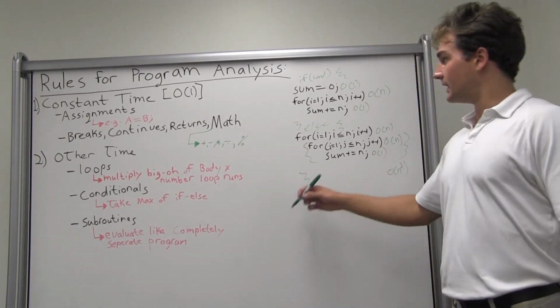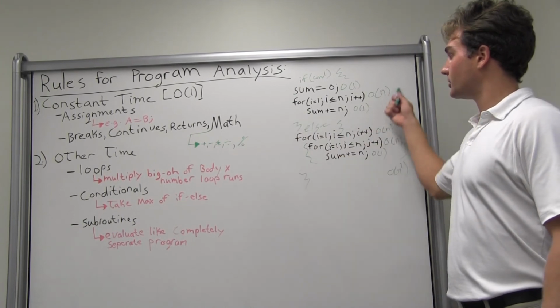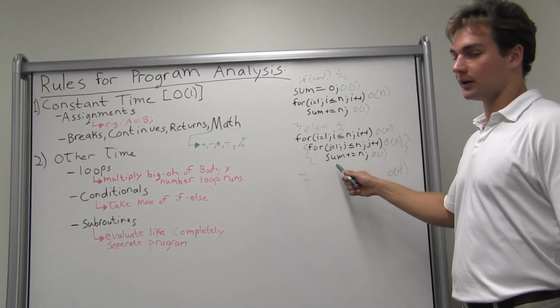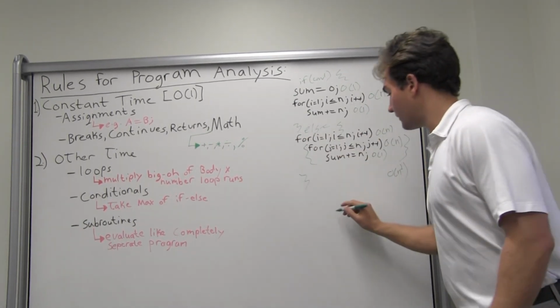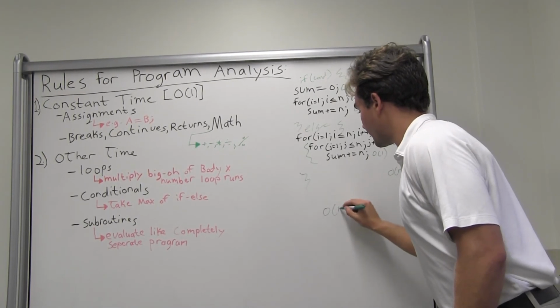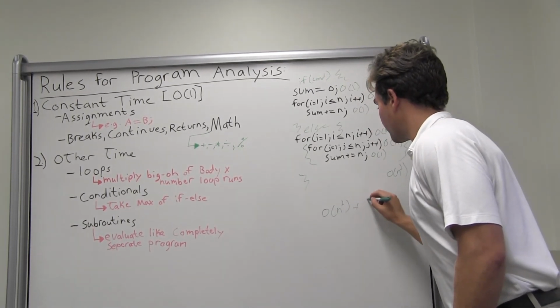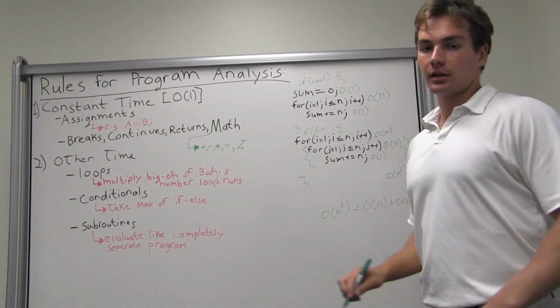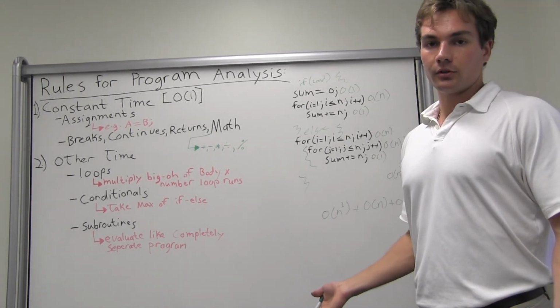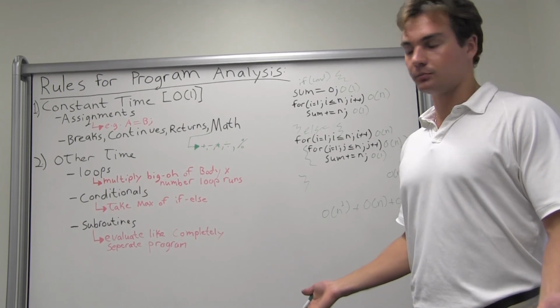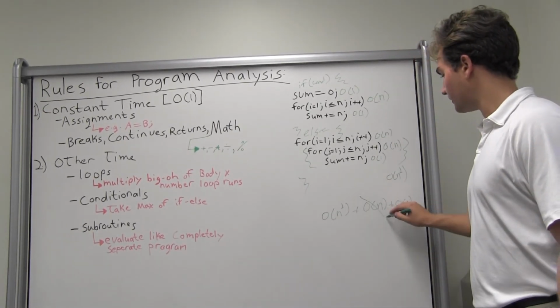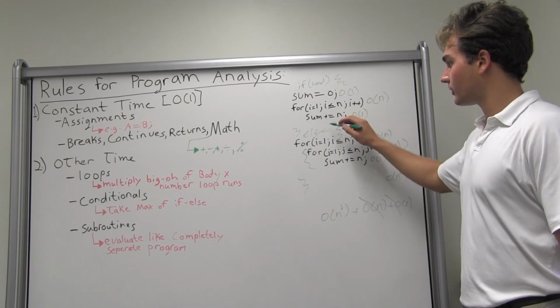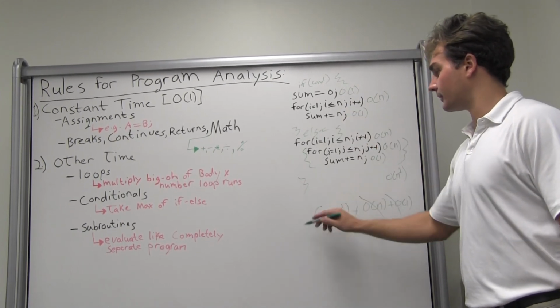Similar to a subroutine, if this was a function in your program and it called this function, then we would have two functions. We'd have big O of n squared plus big O of n, plus a constant. And because we drop all the lower ordered terms when we concern ourselves with big O notation, we drop it, the entire program would be big O of n squared again.